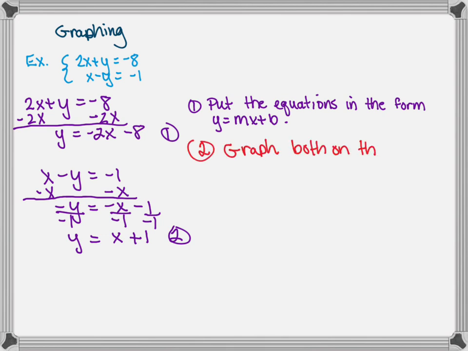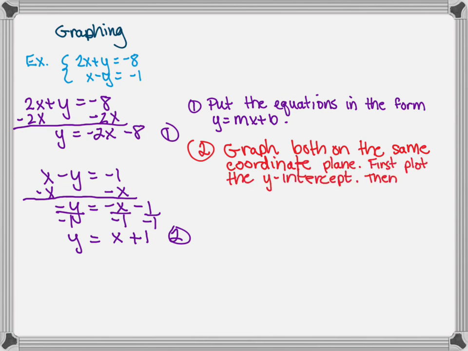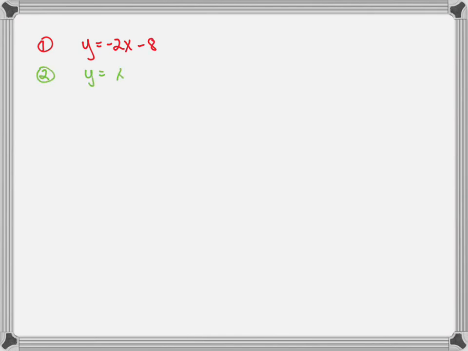Then we will graph both equations on the same coordinate plane. We'll first plot the y-intercept. Then we'll use the slope to plot a second point. So I'm going to do that on the next slide. I'm going to start by just writing those equations again. Our first one was y equals negative 2x minus 8. Our second one was y equals x plus 1.